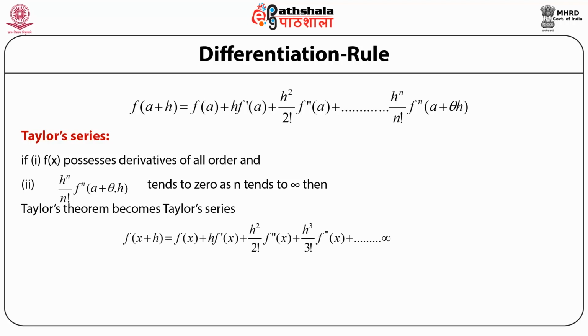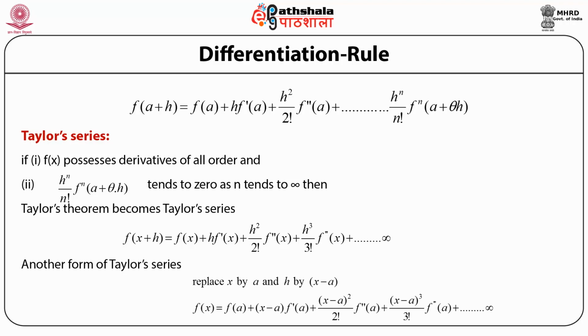So f of x plus h will become f of x plus h into f dash of x plus h squared by 2 factorial f double dash of x, and so on up to infinity. Another form of Taylor series: replace x by a and h by x minus a. Then you will get the following form.